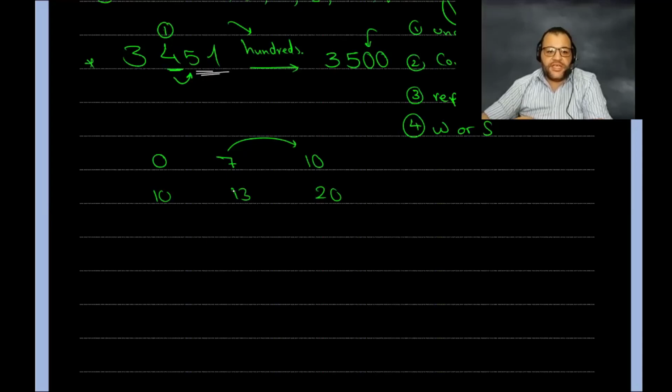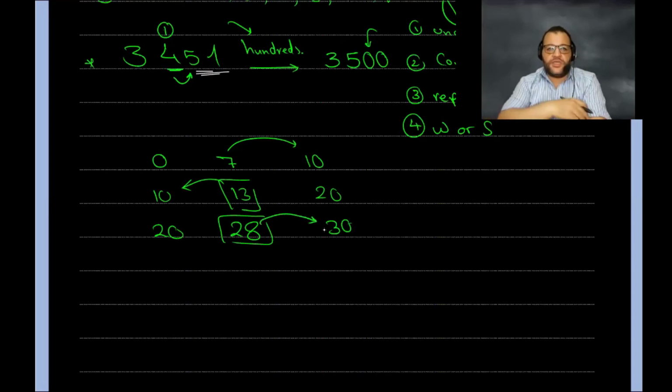13 is nearer to 10 or 20? 10. Suppose that we have 28. Is 28 nearer to 20 or 30? 30. That is the meaning of rounding. The meaning of rounding is that we need to find the closest number to the given number.